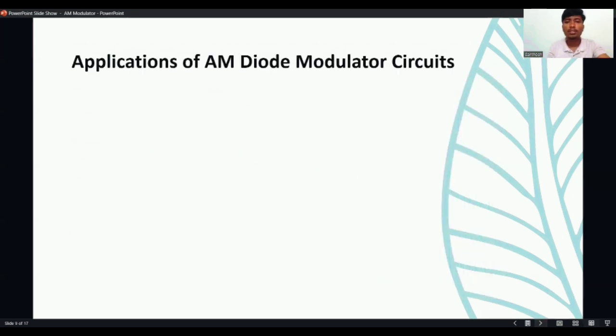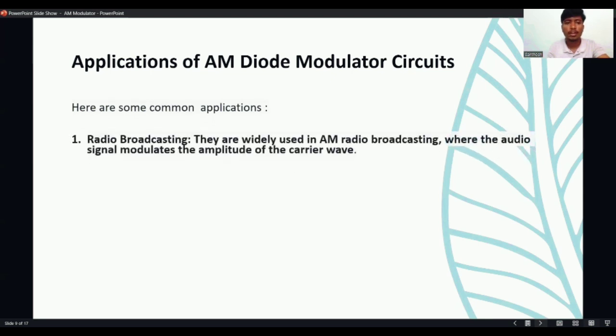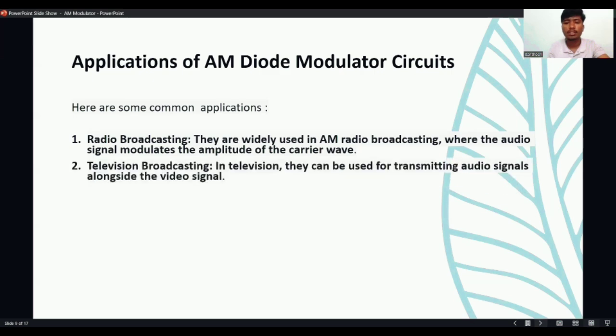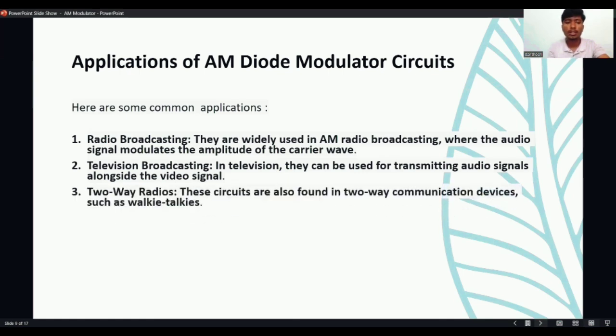Then applications of AM diode modulator circuits. Here are some common applications. Radio broadcasting: they are widely used in AM radio broadcasting, where the audio signal modulates the amplitude of the carrier waves. And television broadcasting: in television, they can be used for transmitting audio signals alongside the video signal. And then two-way radios: these circuits are also found in two-way communication devices such as walkie-talkies.